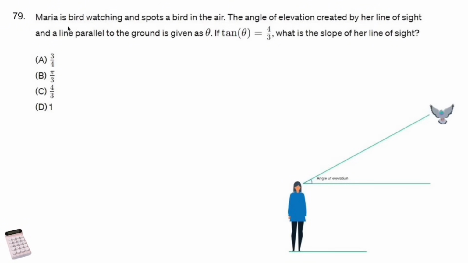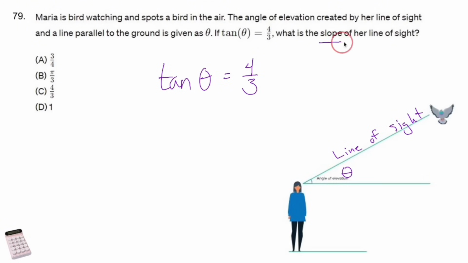Maria's bird watching and spots a bird in the air. The angle of elevation created by her line of sight and a line parallel to the ground is given as theta. So this is the line of sight, her eyeball hitting the bird, and as you can tell, that's parallel to the ground. You are going to be called theta. If tan theta equals 4/3, what is the slope of her line of sight? You ready to get out your calculator? Don't be. You don't need it.